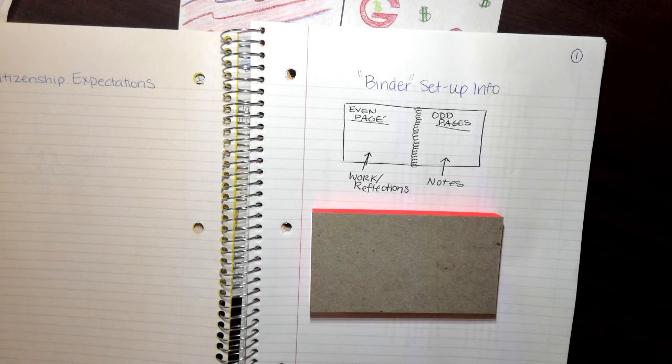So anytime we're taking notes, it's going to go on the right hand side on an odd page. And anytime we're doing student work or student reflection, it's going to go on the left on the even page. In this way, we'll keep our spiral logical and organized. When you're ready to move on, turn the page so that we know.